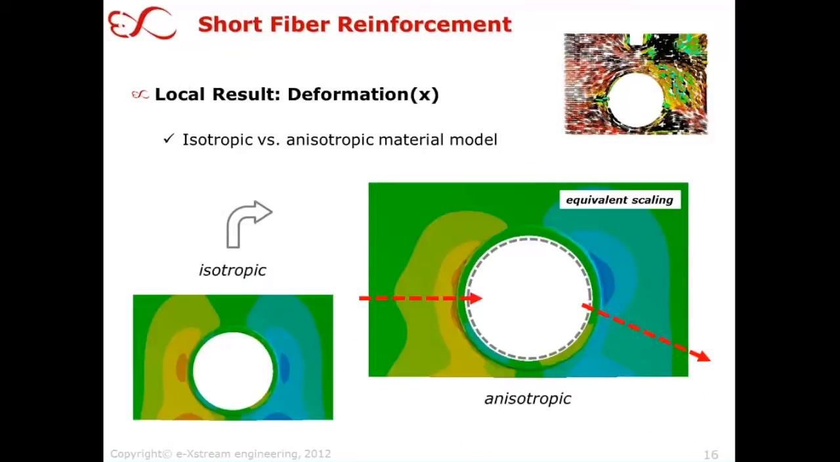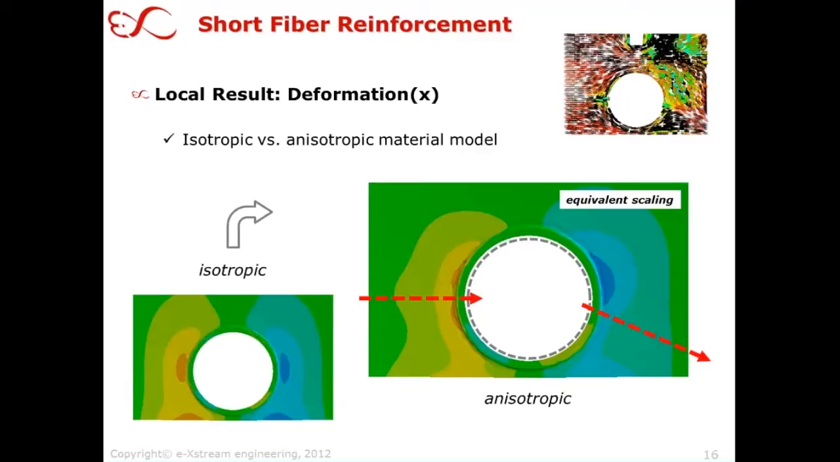And how is the local result now reflecting the fiber alignment in your part? The first thing we can look at is, for example, the deformation in X direction. If you look on the left side of the slide, you see for the isotropic case some symmetric behavior of the deformation in X, and this is natural because it's dominated by the geometry of the plate if the material model is isotropic.